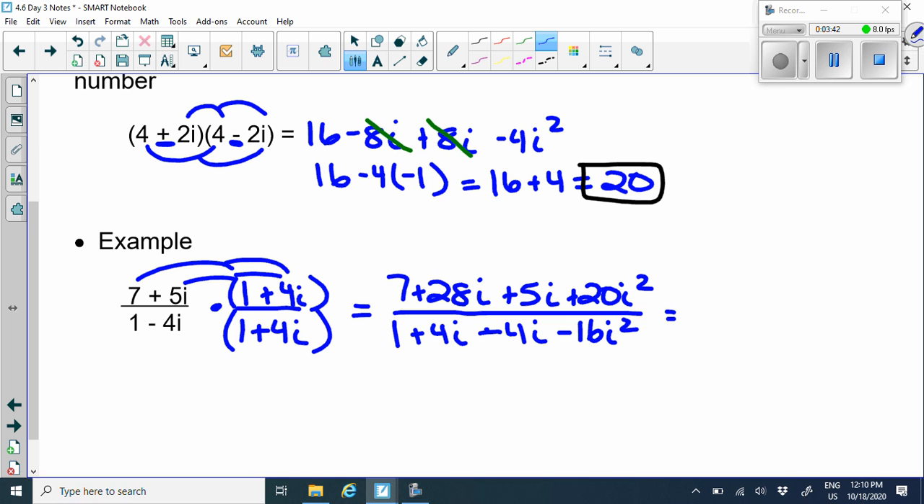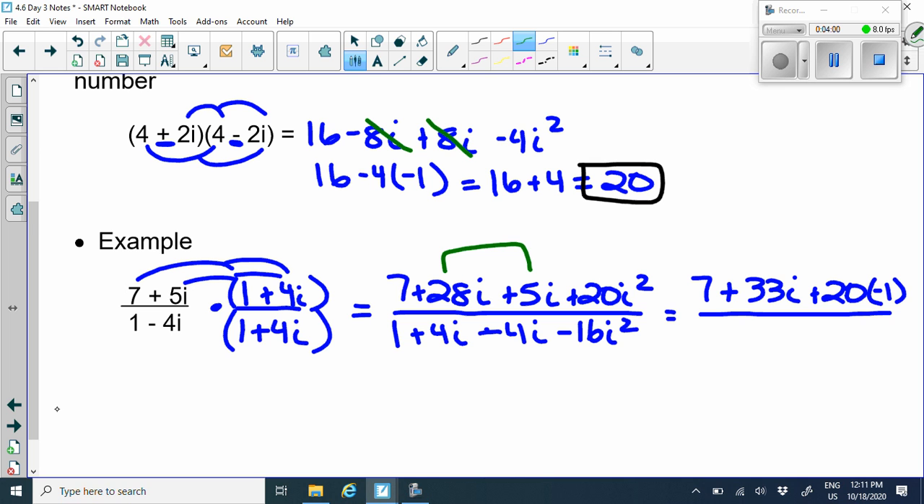In the top, I'm going to combine my 28i and my 5i. So I get 7 plus 33i, and then plus 20, change that i squared into a negative, so we have negative 1. On the bottom, notice that my 4i and negative 4i cancel. That leaves me with 1 minus 16, and we do have to change that i squared into a negative 1.